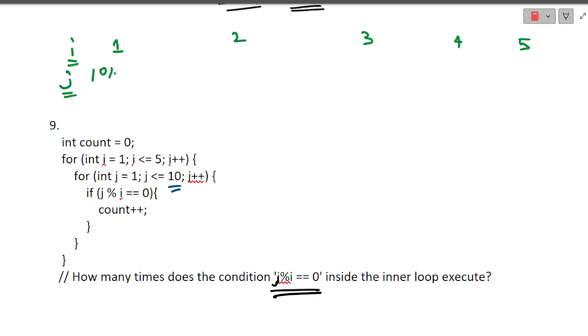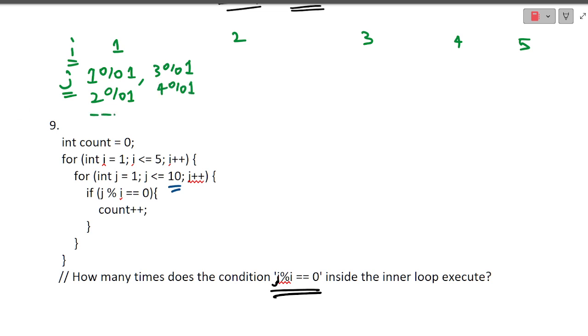I divided 1 by 1. Okay, is it equal to 0? Yes. Then let me change the value of j to 2. Is 2 modulus 1 equal to 0? Yes, it is equal to 0. Then 3 modulus 1 is equal to 0. Yes. 4 modulus 1 is equal to 0.